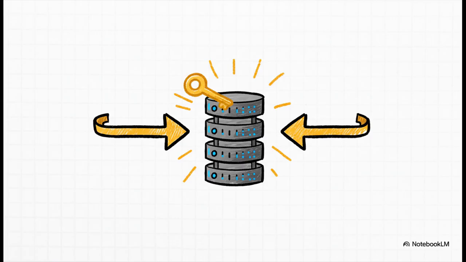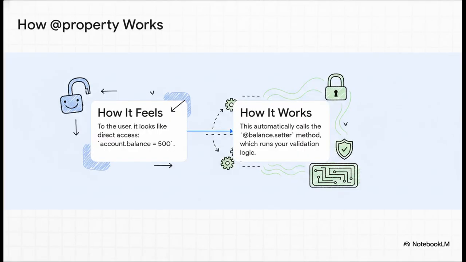Why? Because it gives you all the power and control of those manual getters and setters, but it does it with a clean, beautiful syntax that makes it look like you're just accessing the attribute directly. And here is the absolute magic of it. To the person using your class, the code looks simple and direct. Account.balance equals 500. It feels totally normal. But what's happening under the hood?